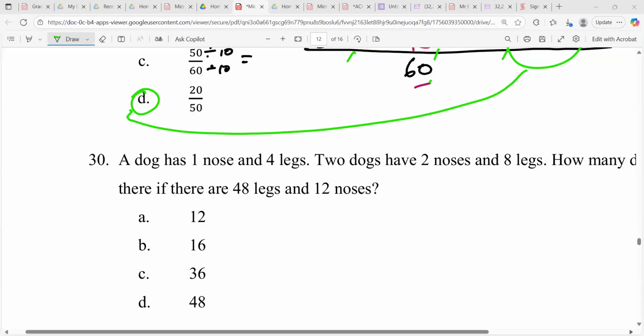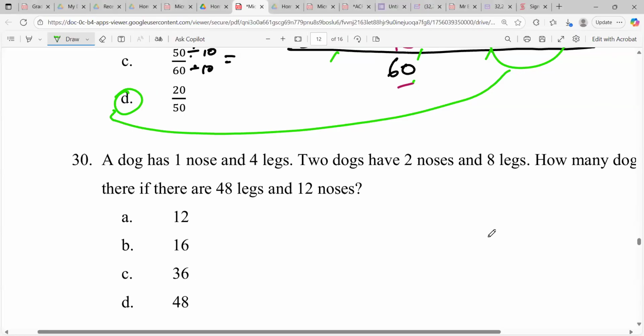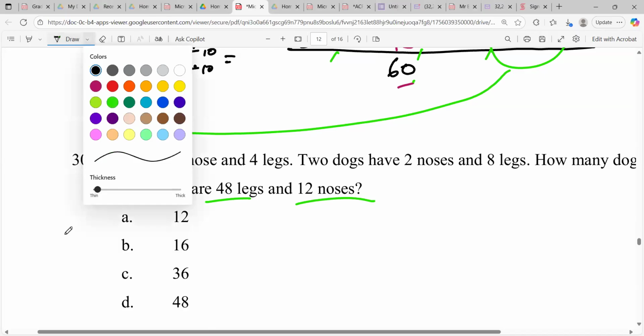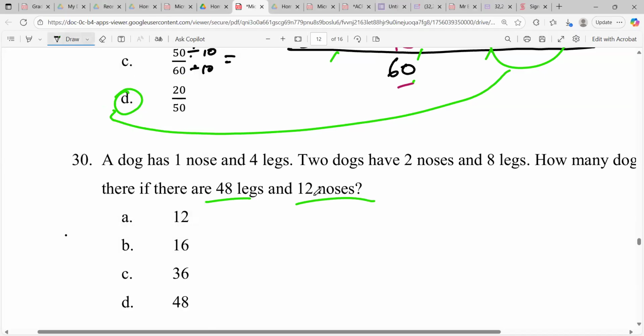All right, so it says a dog has 1 nose and 4 legs. 2 dogs have 2 noses and 8 legs. How many dogs are there if there are 48 legs and 12 noses? This is actually easy because it can go by the nose, right? In reality too. So 1 dog, 1 nose, 2 dogs, 2 noses. So if 12 noses, 12 dogs. Pretty straightforward.